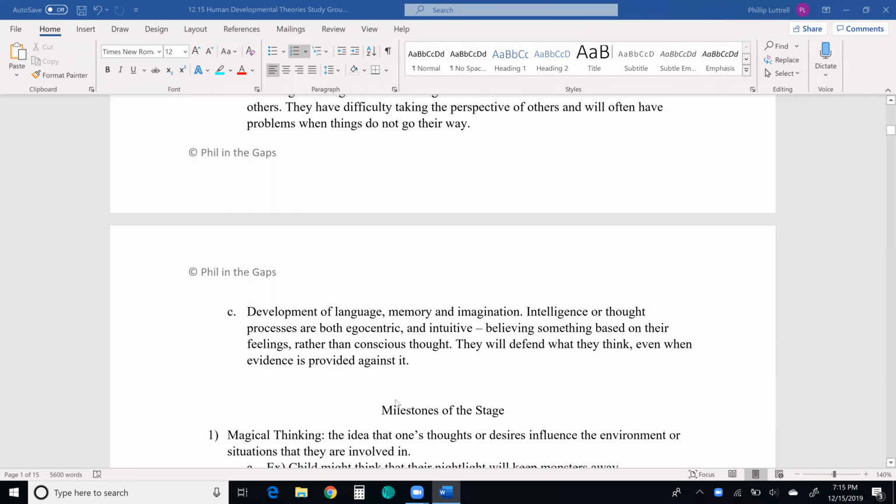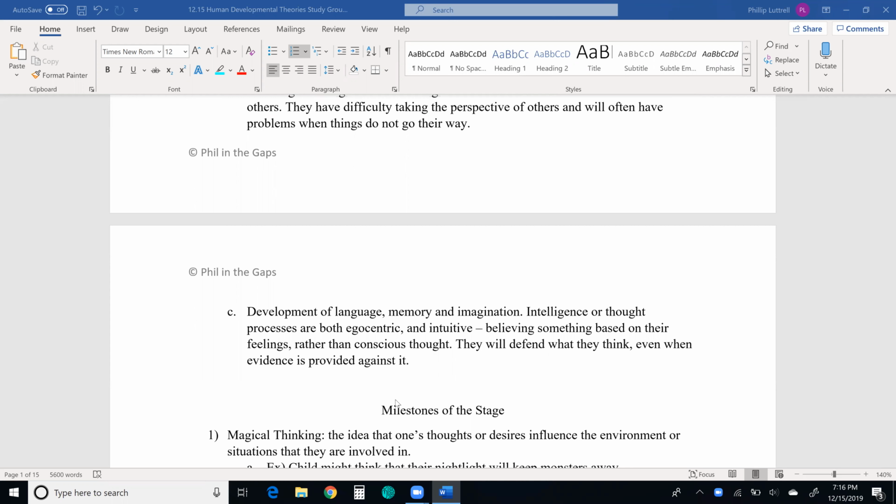And this is also where the development of language, memory, and imagination occur. So intelligence or thought processes are both egocentric, meaning again, it's all about them, not considering anyone else. And it's also intuitive, meaning believing something based on their feelings rather than conscious thought. So they will defend what they think even when evidence is provided against it.